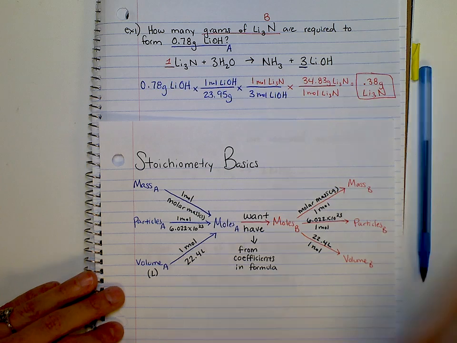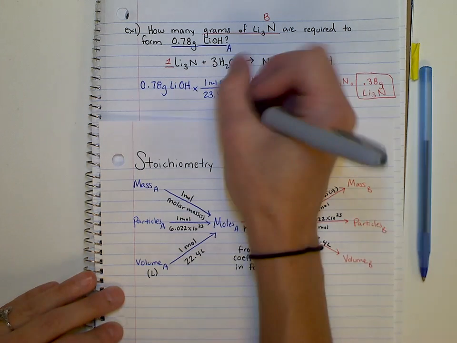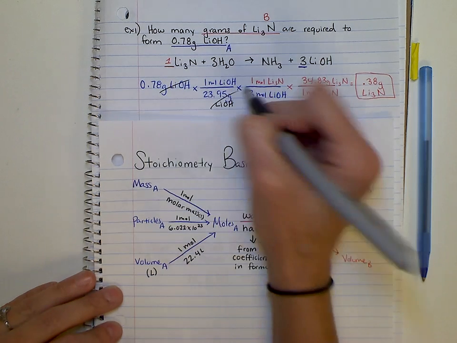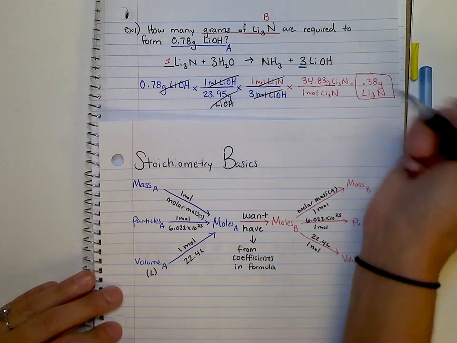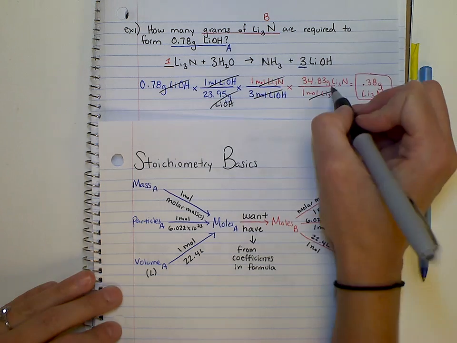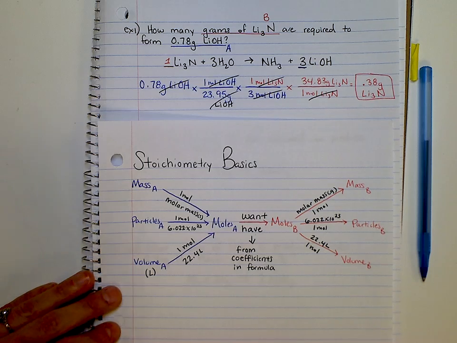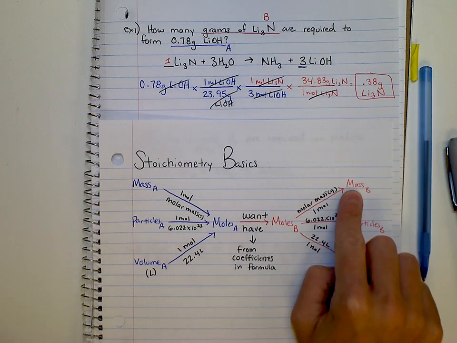Okay? I want to stress, guys, I know I set this up correctly because I can cross out units. So this was grams of LiOH and grams of LiOH, moles of LiOH, moles of LiOH, moles of Li3N, moles of Li3N, left in grams of Li3N, which is what I'm looking for, so I know I did it correctly. Okay? So that was a mass to mass example.